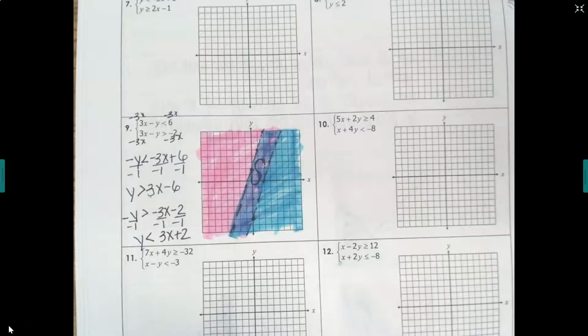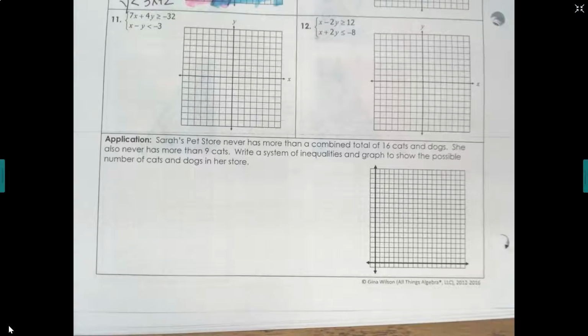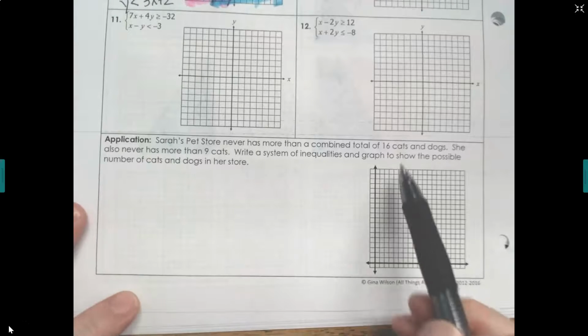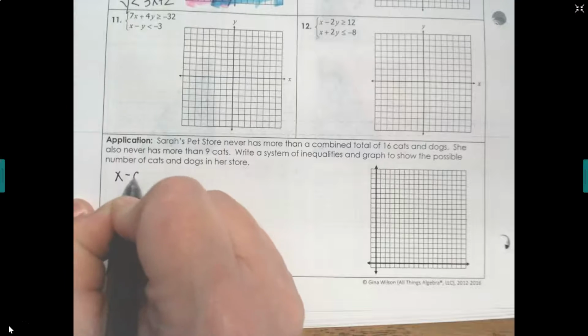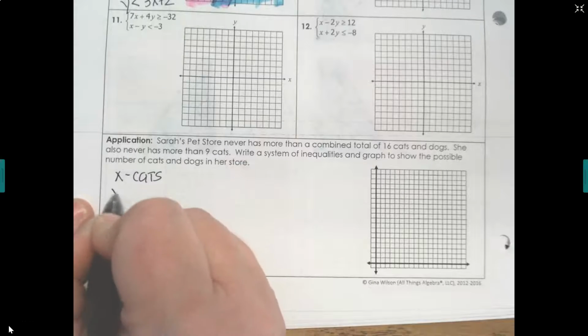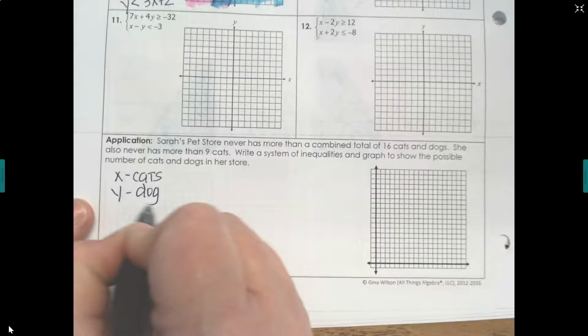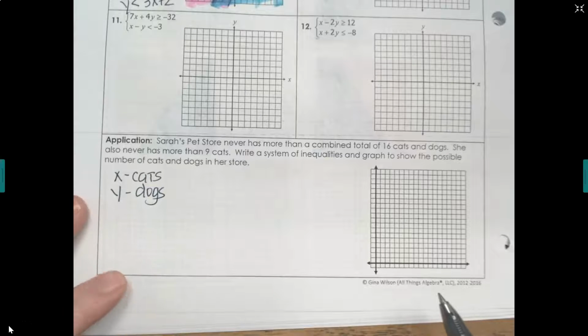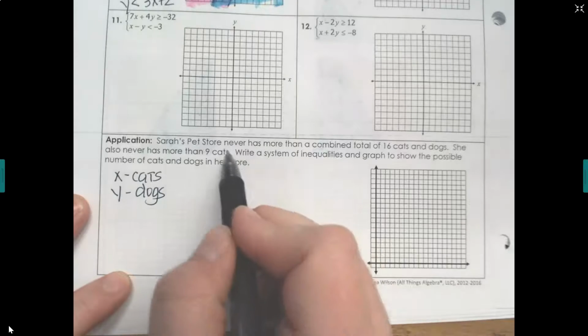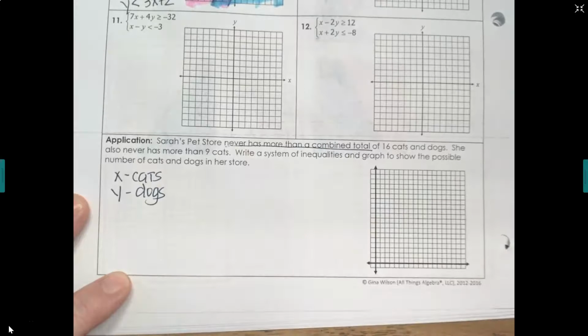All right, we'll do one last one with the application at the bottom of the page. Sarah's pet store never has more than a combined total of 16 cats and dogs. She also has more than 9 cats. Write a system of inequalities to graph to show the possible number of cats and dogs. So we have cats and dogs. So I'm going to say x is cats. Okay, I tend to go in the same order that they're written. y is dogs.